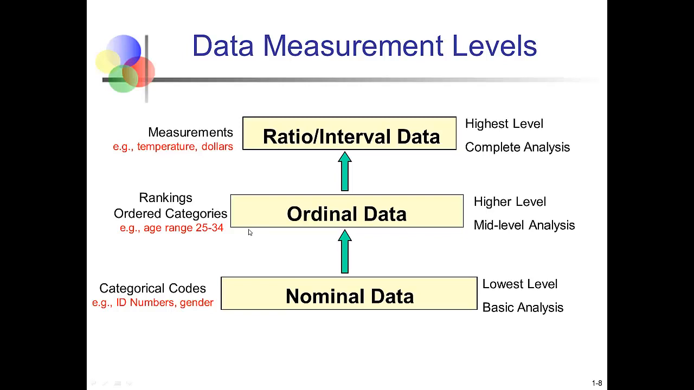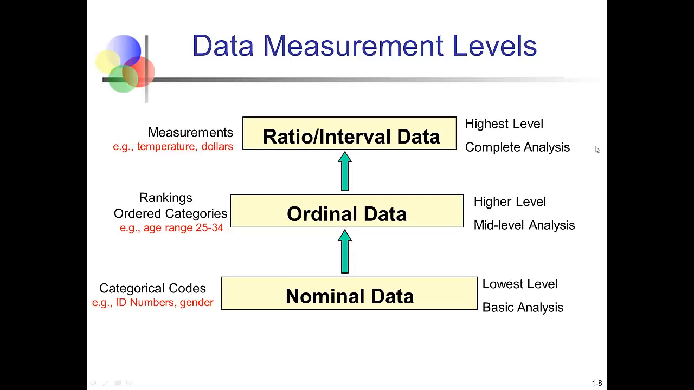Another thing that we're going to put into that category of ordinal data is the Likert scale. The Likert scale is how much you agree or disagree with a statement. So strongly disagree, disagree, neutral, agree, strongly agree. That would be an example of a Likert scale, and it's also ordinal. It allows us to do a little bit higher level analysis.